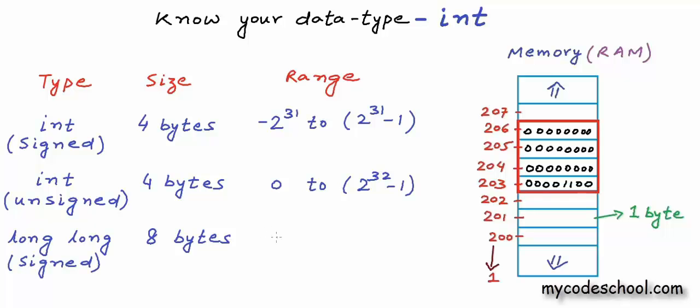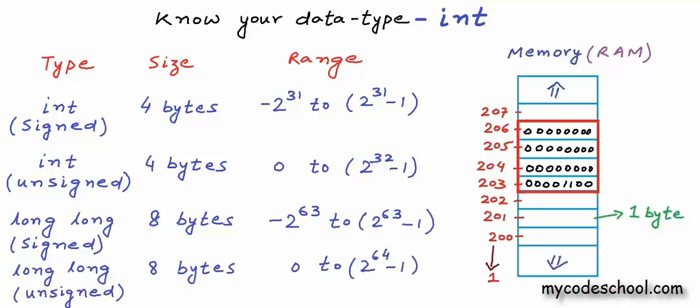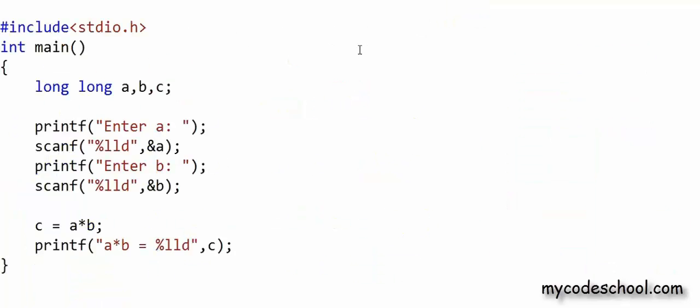With signed long, our range would be -2 to the power 63 to 2 to the power 63 minus 1. Negative values will once again be stored in 2's complement, and the range of unsigned long would be 0 to 2 to the power 64 minus 1. 2 into 10 to the power 10, which was the result of our previous multiplication, would easily fit in a signed long. Now in this program that we had written earlier, I'm declaring a, b and c as variables of type long, or I can also say long int.